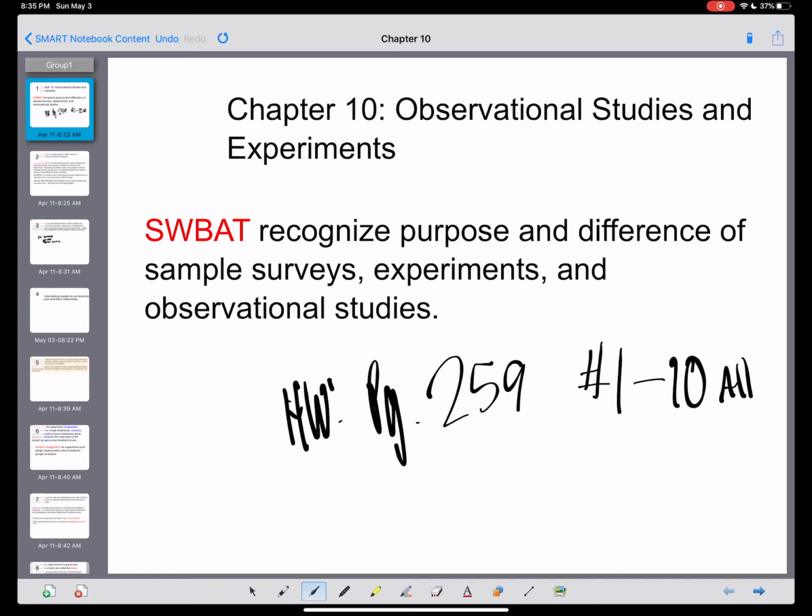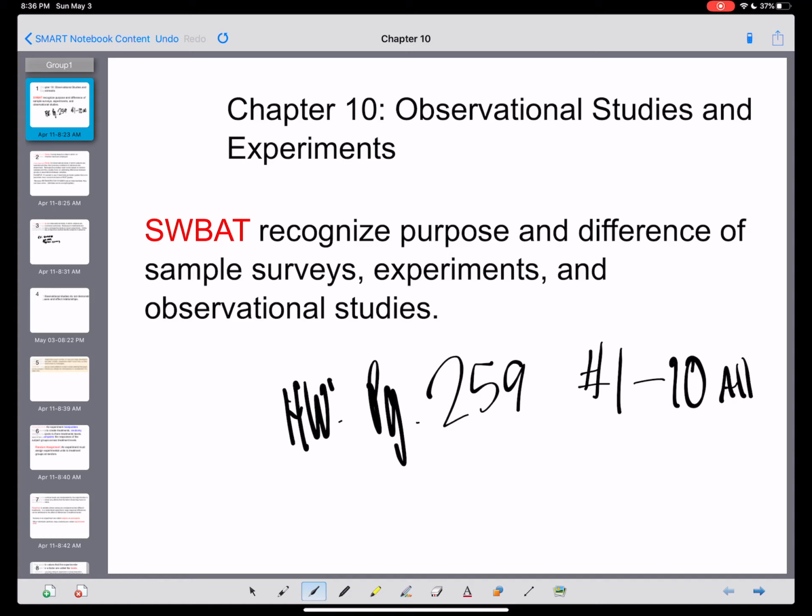Chapter 7 is observational studies and experiments. Students will be able to recognize the purpose and difference of sample surveys, experiments, and observational studies. Okay. So your homework is page 259, numbers 1 through 10. The homework problems are going to be wordy, but most of it's multiple choice. Half of it is multiple choice, and half of it is different parts.